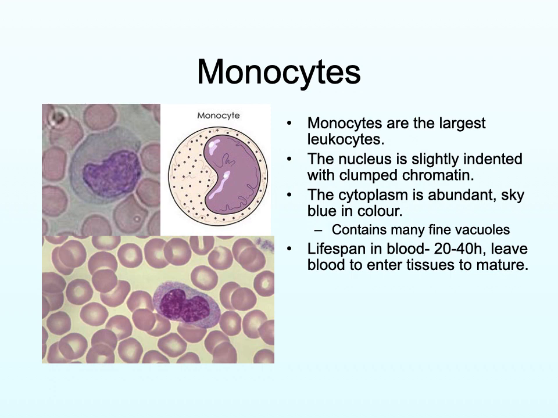So we start with monocytes, which are the largest leukocytes. The nucleus is slightly indented with clumped chromatin. The cytoplasm is abundant, sky blue in color, and contains many fine vacuoles. The lifespan of monocytes in blood is between 20 to 40 hours, and the monocytes leave the blood circulation to enter tissues and they mature in the tissues.